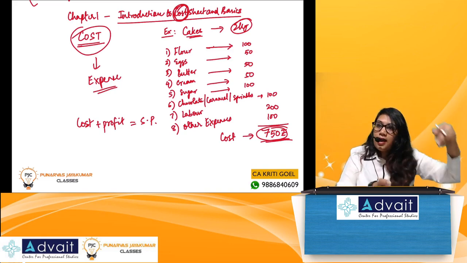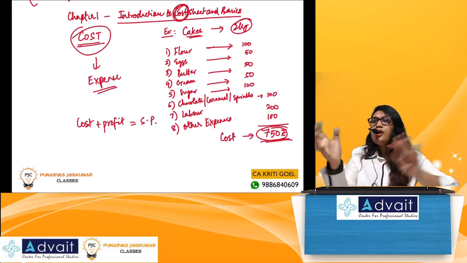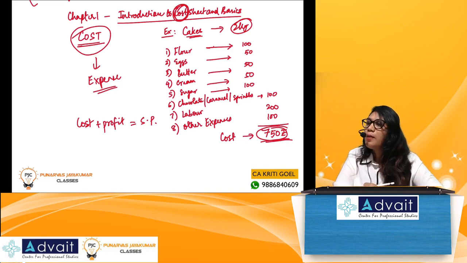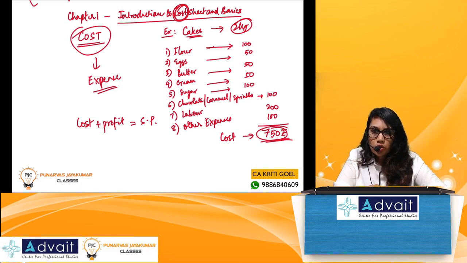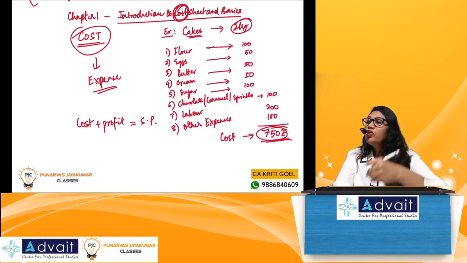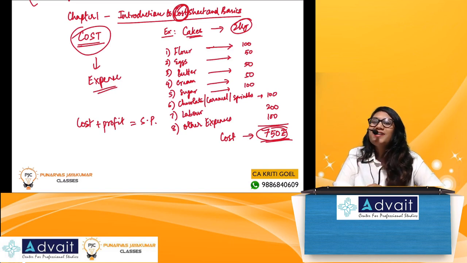Correct? And then arrive at the total cost of the product. So there are many complications. This was a very simple example of one cake that we baked. Okay? But in an organization, there are so many things that you need to take care of. So now, when we are looking at cost, it's not that simple to calculate the cost.